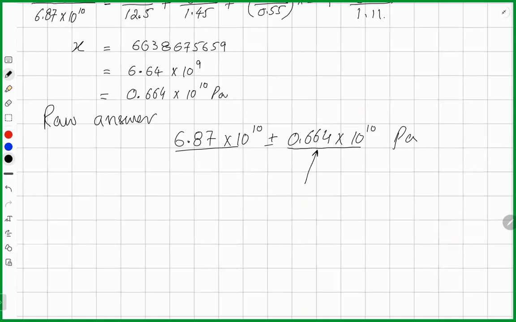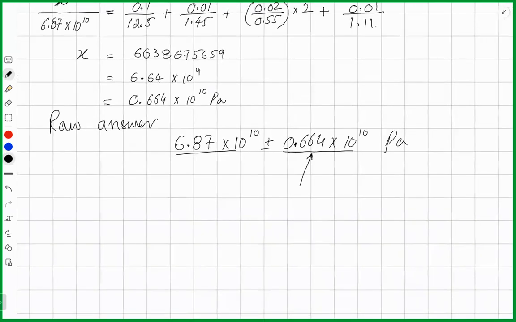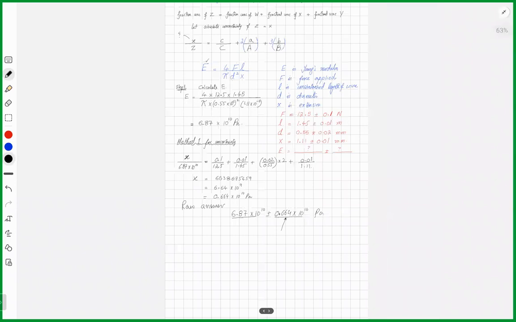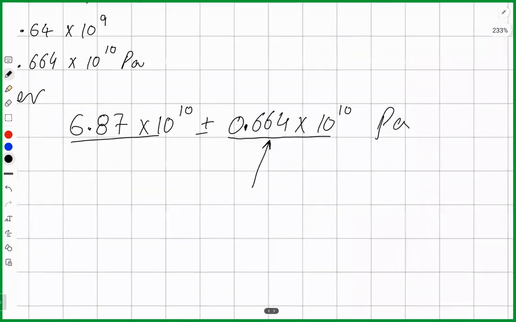How many significant figures should we have in the uncertainty? So 1. Nobody remembers? Okay, here I'm telling you again.